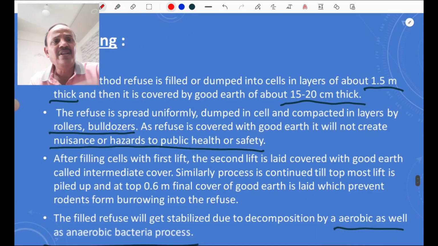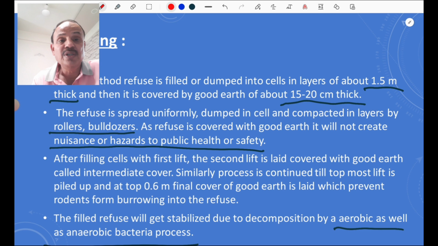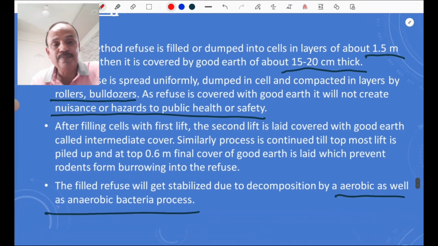After filling the cell with the first lift, the second lift is laid and covered with good earth, called an intermediate cover. Similarly, the process is continued till the topmost lift is piled up, and at the top a 0.6 meter final cover of good earth is laid, which prevents rodents from burrowing into the refuse. The filled refuse will get stabilized due to decomposition by aerobic or anaerobic bacterial processes. So aerobic action and anaerobic action both are very important.